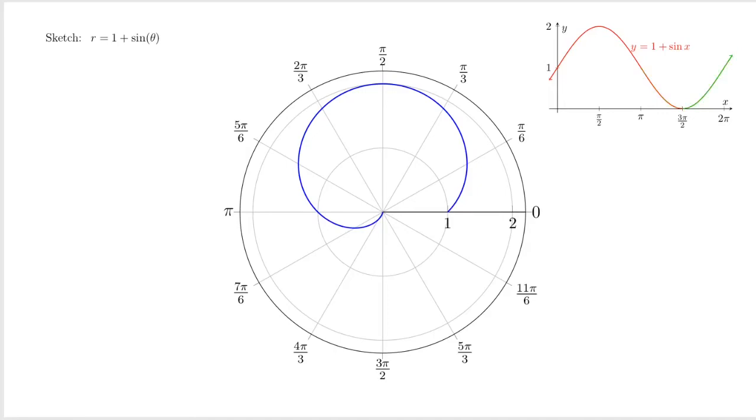And finally, looking in the upper right again, we see that as theta goes from 3 pi over 2 to 2 pi, r should be increasing from 0 to 1. And that lets us complete the graph of the curve. As theta goes from 3 pi over 2 to 2 pi, we see r increasing from 0 to 1. This curve is called a cardioid.